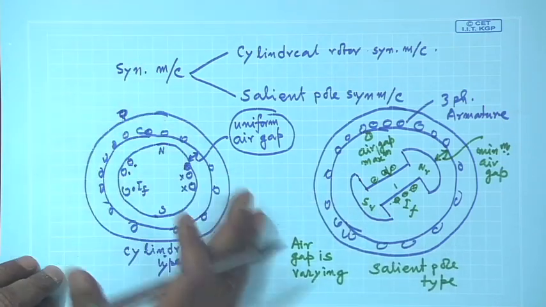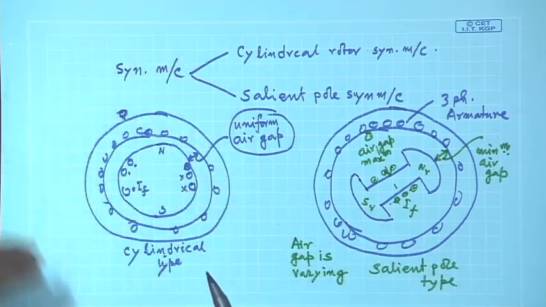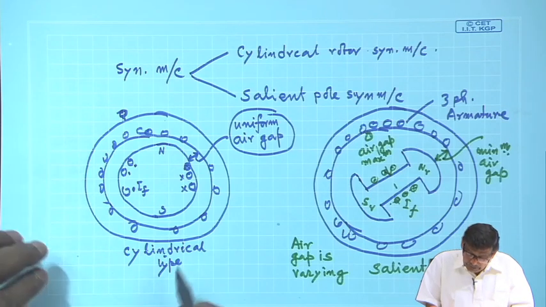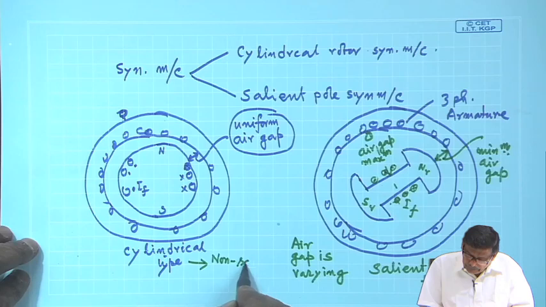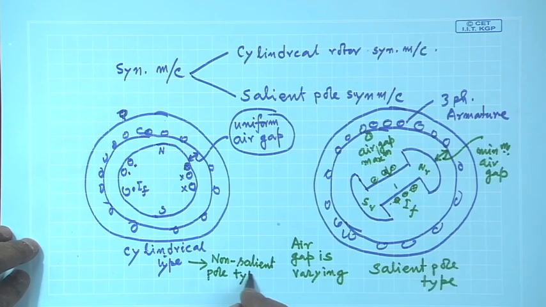So, till now, whatever armature synchronous impedance I have defined and obtained actually corresponds to a cylindrical type synchronous machine, where the air gap is constant. Okay. So, cylindrical type is also sometimes called non-salient pole for obvious reasons. So, it is also called non-salient pole type synchronous machine.